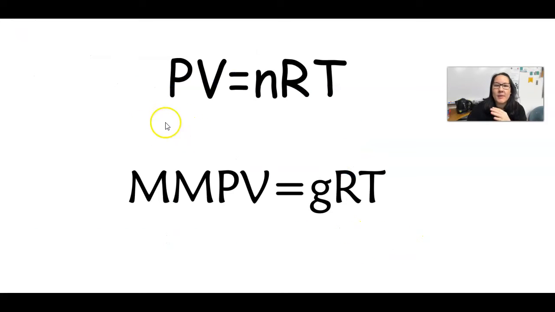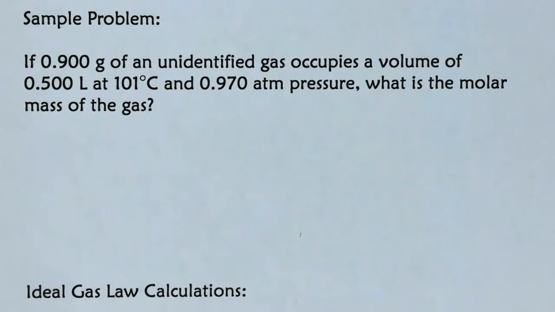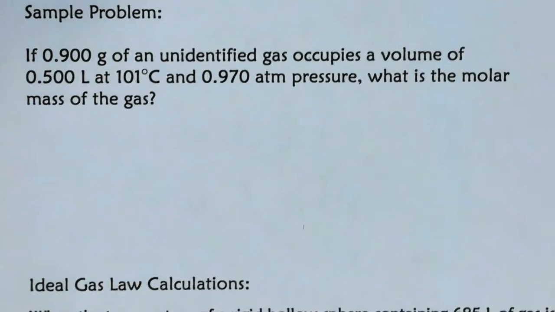So, essentially, we're going to use 2 equations: PV equals nRT, and then MMPV equals GRT. You'll be given these equations. Let's look at this first sample problem in our note packet.